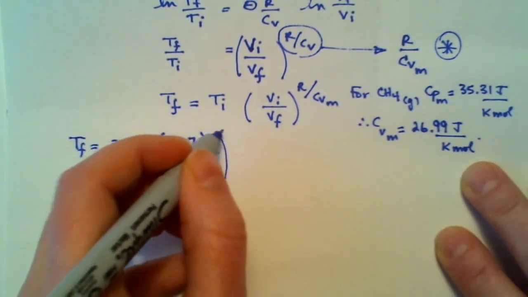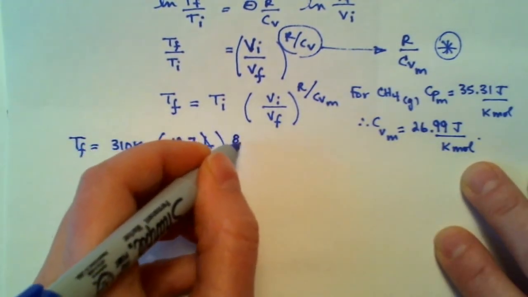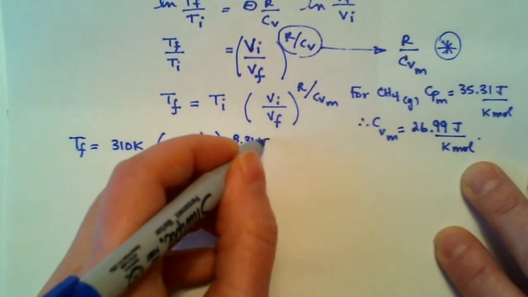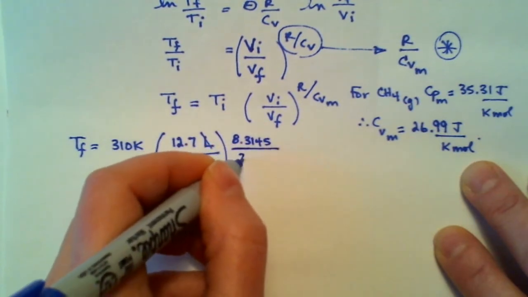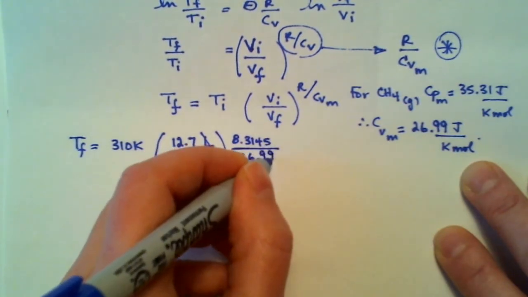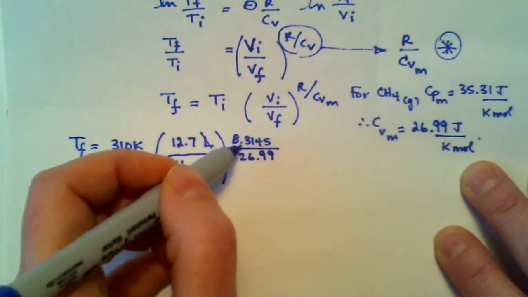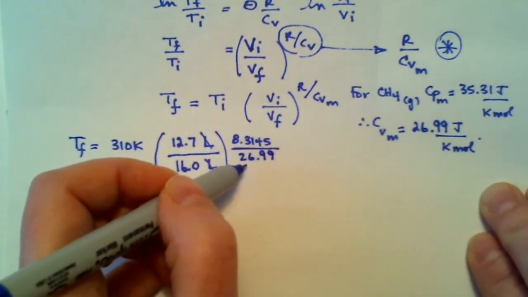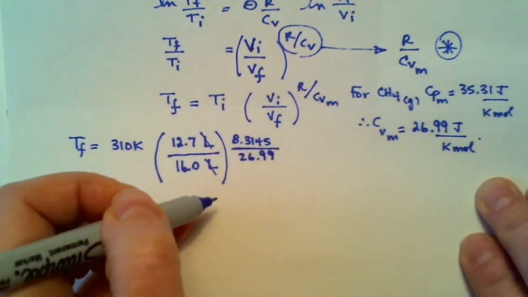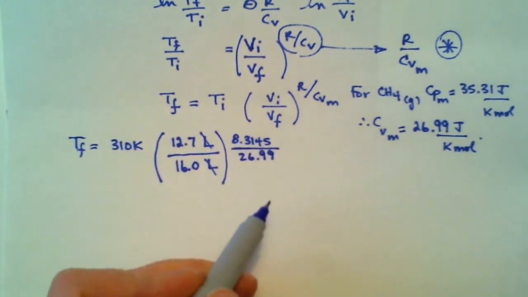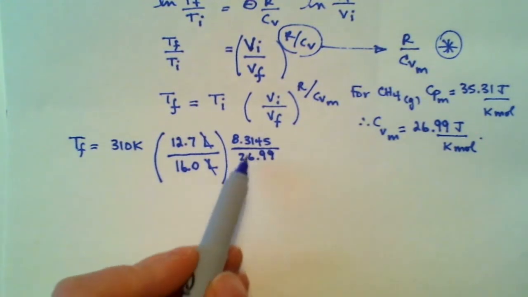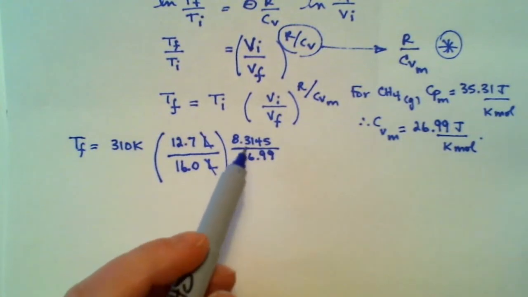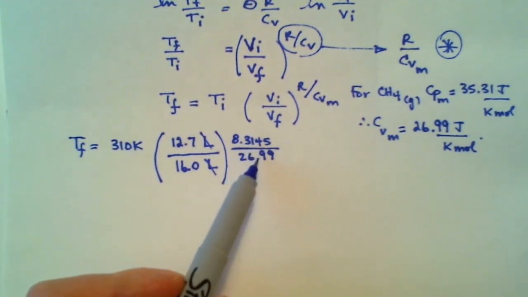And up in the exponent, I have 8.3145. Don't put the units yet. Divided by 26.99. What are the units of R? Joule per K mole. What are the units of this guy? Joule per K mole. So they're going to cancel. Okay, so just like I can't take the natural log of a number with a unit, I can't have units in the exponent either. So if you throw numbers into an exponent and don't cancel all the units, there's something wrong for you to go check.